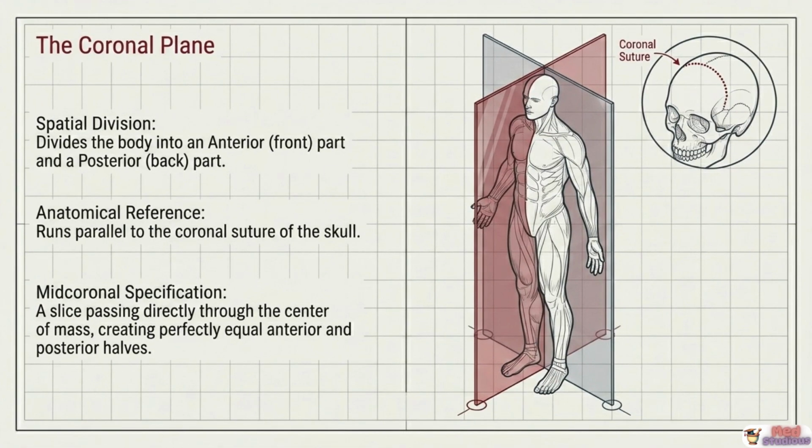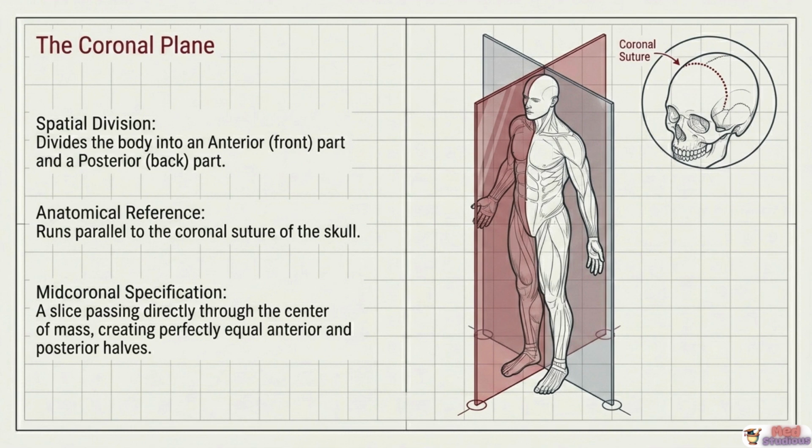Let's meet the first of the three cardinal planes, the coronal plane, shown here in red. The coronal plane is a vertical plane that runs from side to side across the body, dividing it into an anterior portion, the front, and a posterior portion, the back. Its name comes directly from its anatomical reference point. It runs parallel to the coronal suture of the skull, the curved joint line that runs across the top of your head from ear to ear. When the coronal plane passes exactly through the body's center of mass, dividing it into perfectly equal front and back halves, it is specifically called the mid-coronal plane.